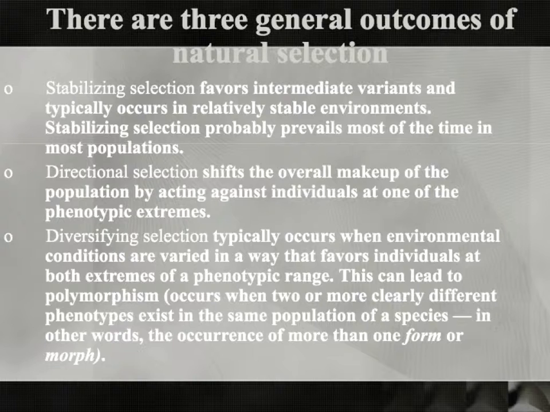at both extremes of a phenotypic range, and this can lead to a polymorphism, which occurs when two or more clearly different phenotypes exist in the same population of a species. So in other words, the occurrence of more than one form, or a morph.